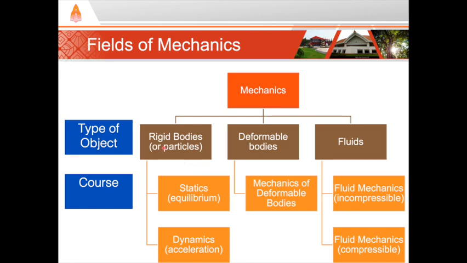So, as you can see, the type of object you're considering will determine the field of mechanics in the course. In this course, we will only be studying particles and rigid bodies. This course will only study objects that are in equilibrium. They are at rest or they are moving at a constant velocity. We call this course statics. Once these objects are in motion or accelerating, it is called dynamics, which is another course you may study in the future.